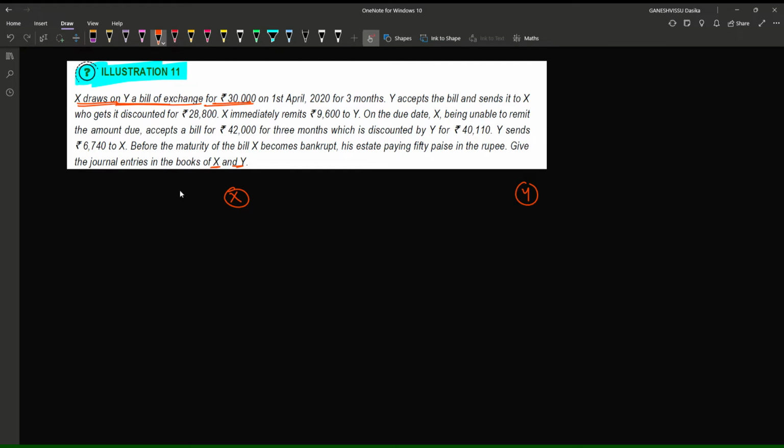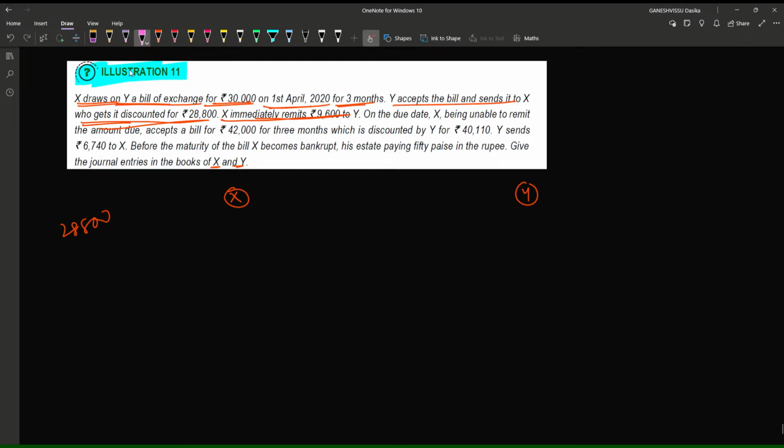X draws a bill of exchange on Y, in the sense what? X draws a bill of exchange on Y for rupees 30,000 on 1st April 2020 for 3 months. Okay. Y accepts the bill and sends it to X, who gets it discounted for 28,800. X immediately remits 9,600. That means 28,800 divided by 2 would be, no, that means a 1/4 ratio has been there here.